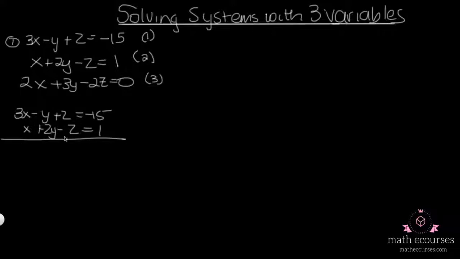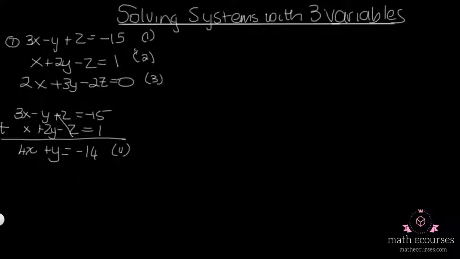I can eliminate z by adding, so I'm going to go ahead and add these. So 3x plus x is 4x. Negative y plus 2y is y. Those will cancel, which is what you want, and then this will equal negative 14. Let's go ahead and call this equation number 4 just so you can follow.